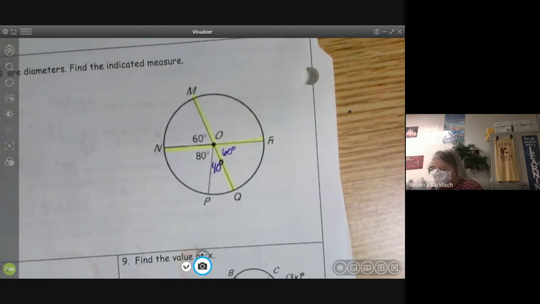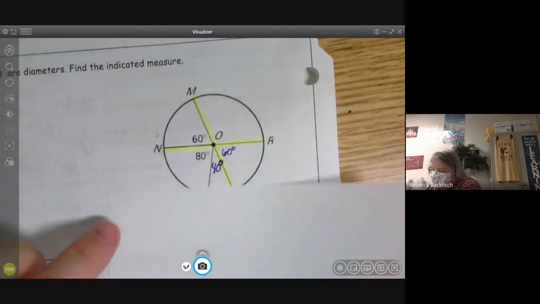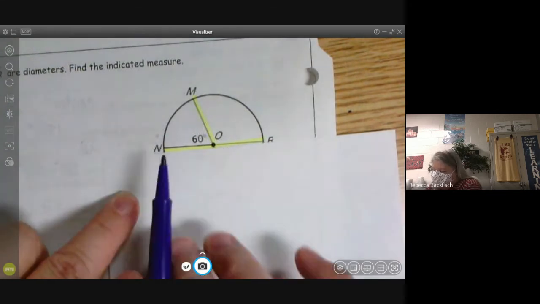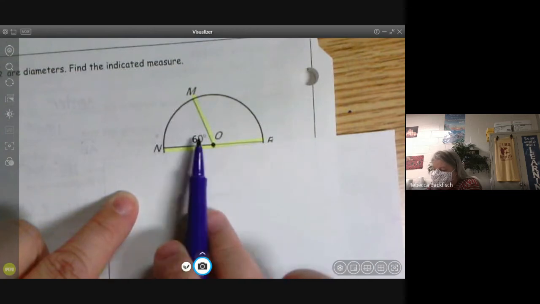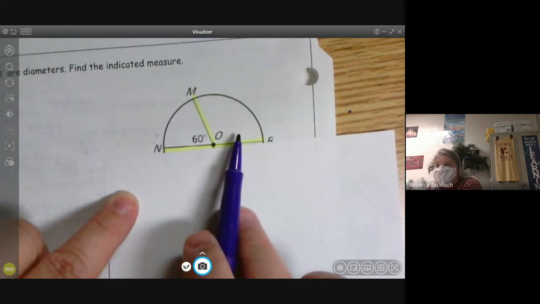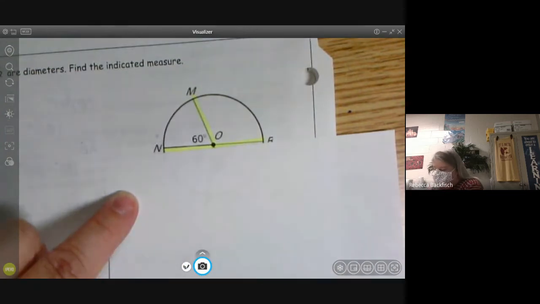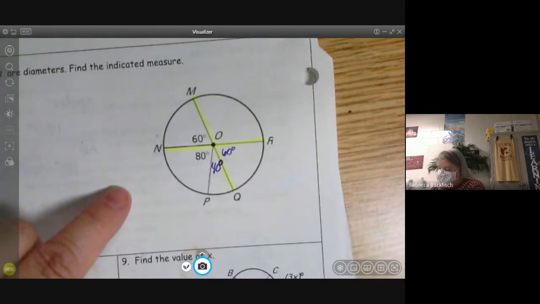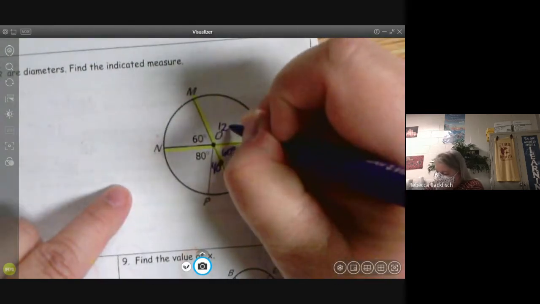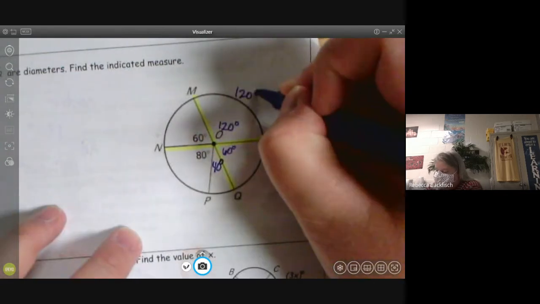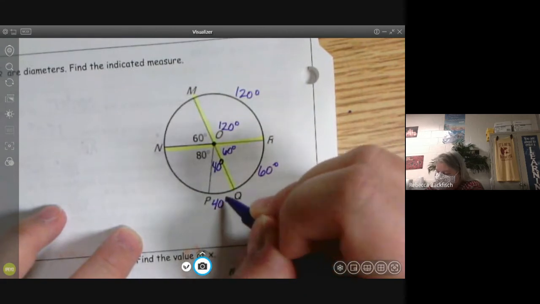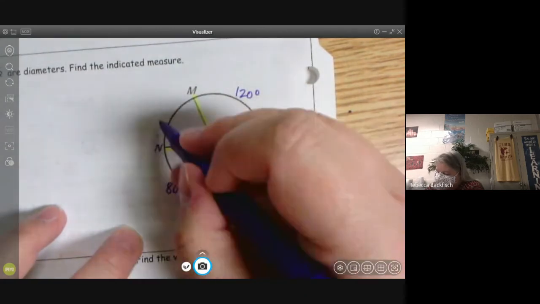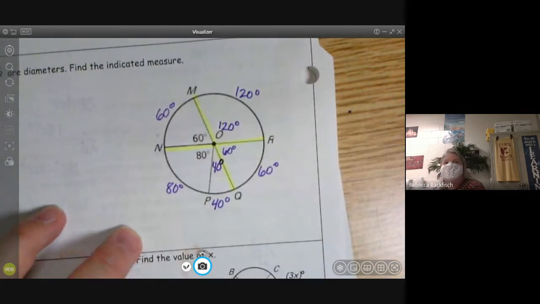Okay, and then I could do the same thing here. This is a diameter, so everything on one side of it has to be 180. So I only have two angles on one side of it. Those are a linear pair. So 180 minus 60 is 120. Okay, and now all the arcs go with the central angles. They're the same as their central angle.